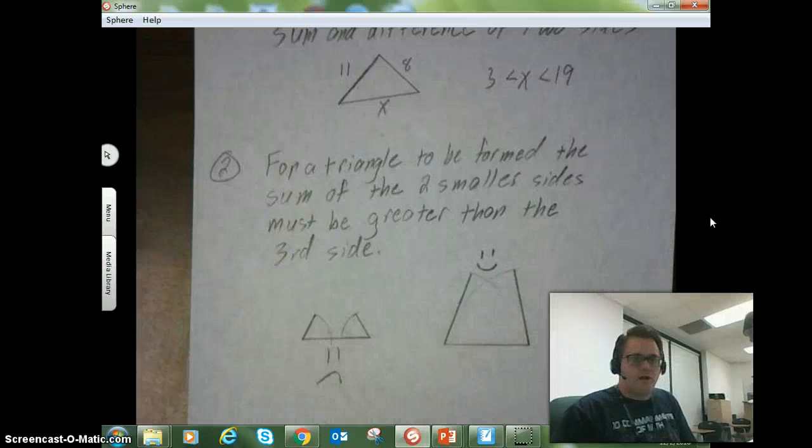So that's how we look at triangles to determine the range of values the third side could be, and whether certain values actually produce triangles or not.